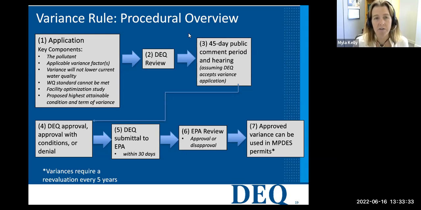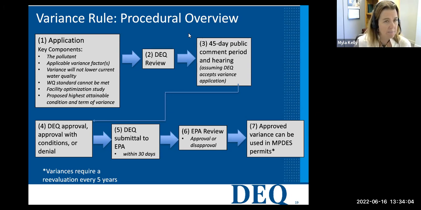So all of those are key components to the application, and the proposed highest attainable condition, if approved by EPA, becomes the temporary water quality standard. That is the variance value, which is equivalent to the water quality standard for that term of the variance, which means that it will get implemented into the MPDES permit. So that's a very important, critical piece.